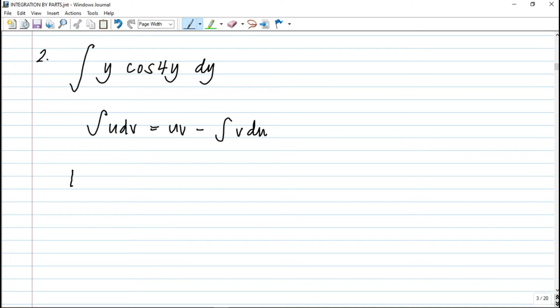Let u equals y. Let dv equals cosine 4y dy. So those are our u and dv. And let's get the derivative of u and let's get v by using the substitution.